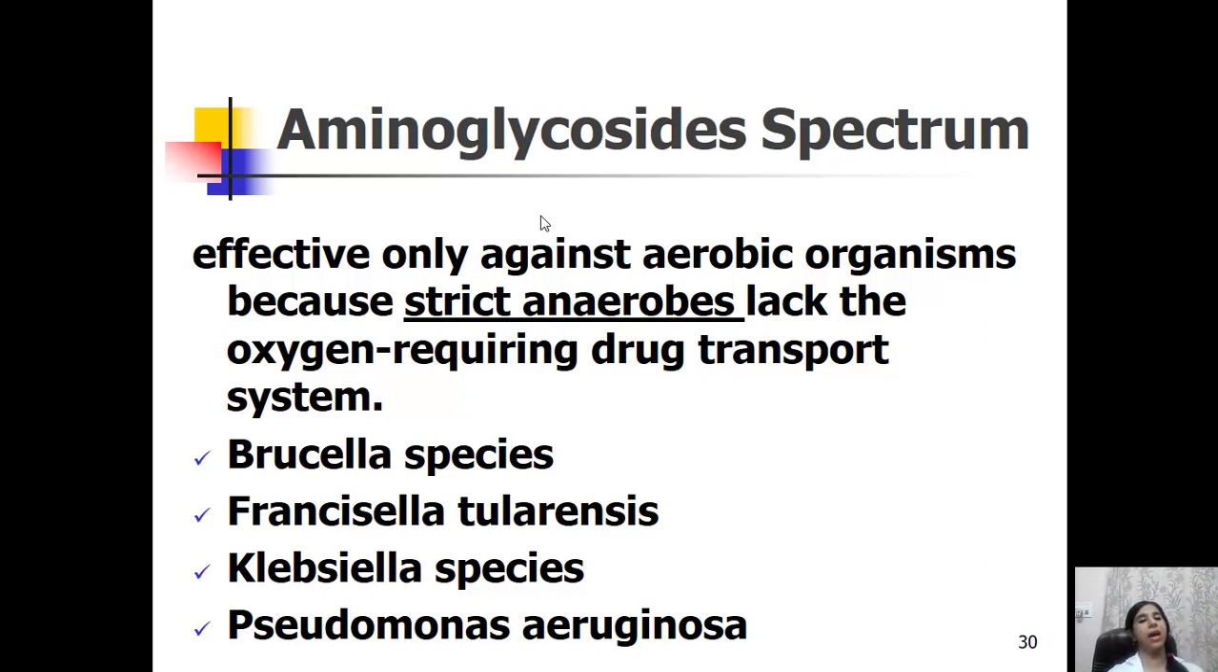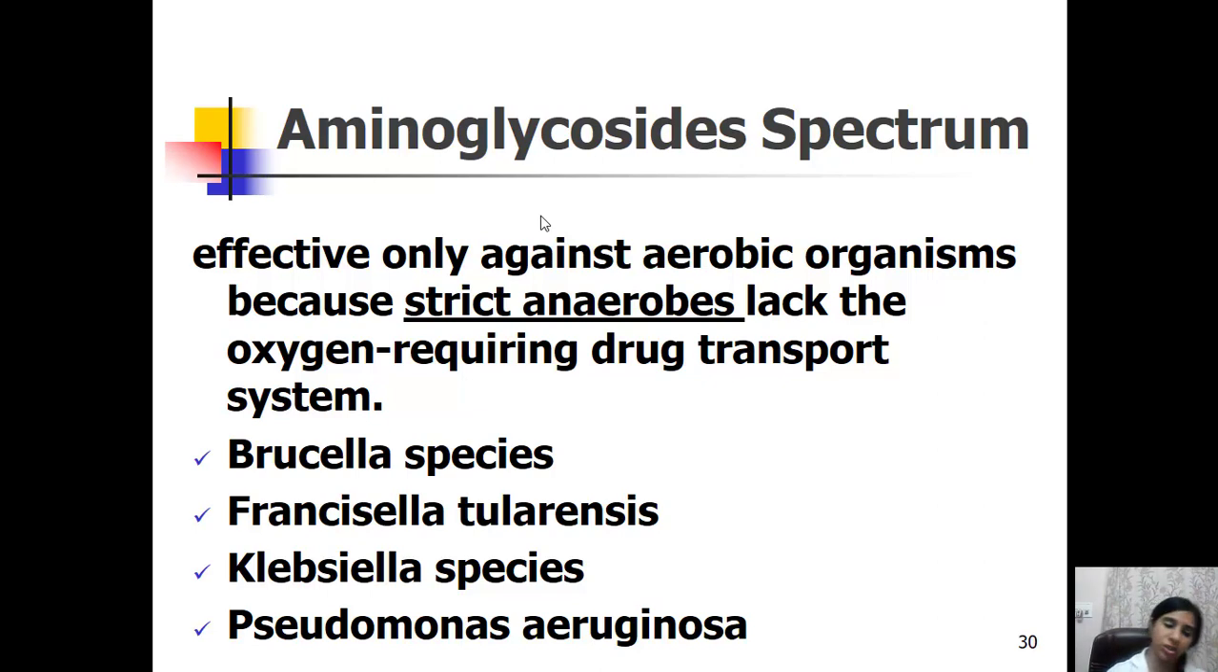The aminoglycosides are active against Brucella. Brucella causes a rare disease called brucellosis, which is characterized by fever and lymphadenopathies. They are also active against Francisella tularensis, which can cause tularemia. That's also a rare disease.